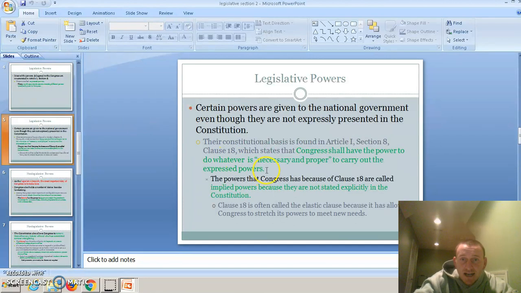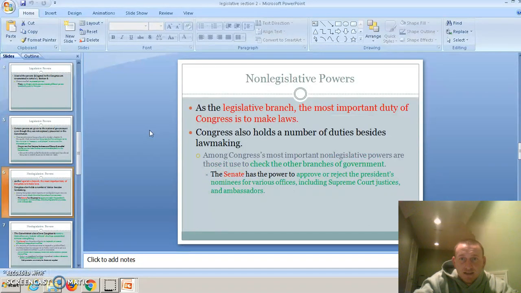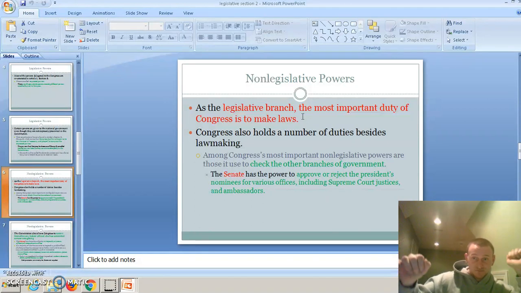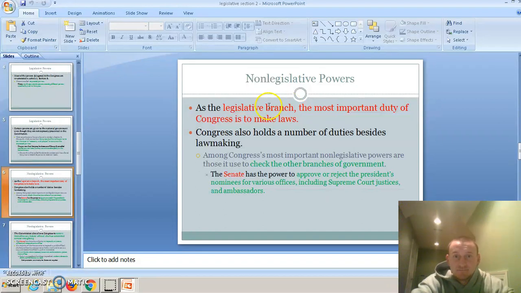All right? Congress has the job to do whatever's necessary and proper. Okay? Implied powers are different because they're not specifically stated. Okay? The most important thing you need to know, the legislative branch makes laws. So we got the House of Representatives, the Senate. Together, they're going to make laws. If you remember from your video, Schoolhouse Rock, I'm Just a Bill. The bill is an idea. Okay? Before it becomes a law, it has to go through the House of Representatives, then to the Senate, then to the President. Okay? So it's got to go through both the House and the Senate. But all of Congress makes laws.